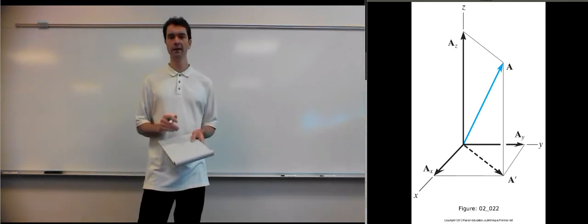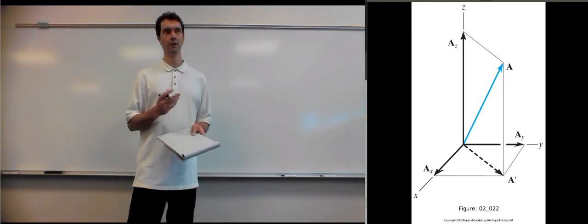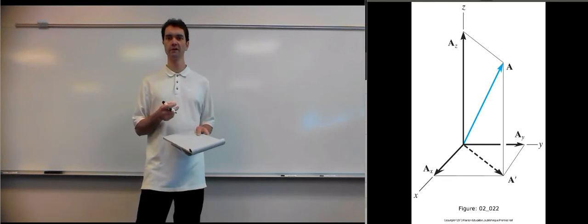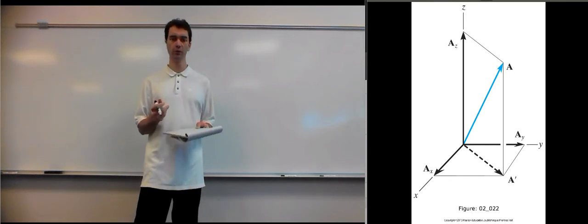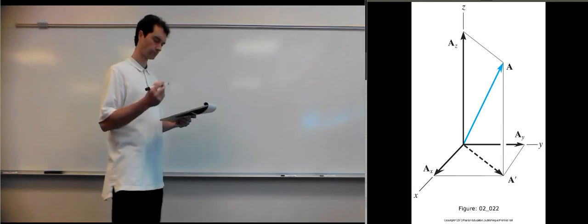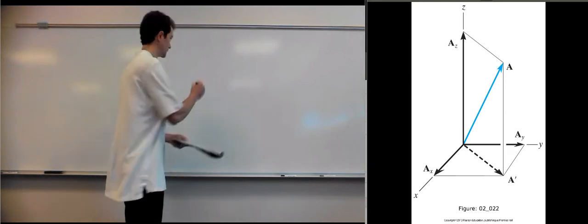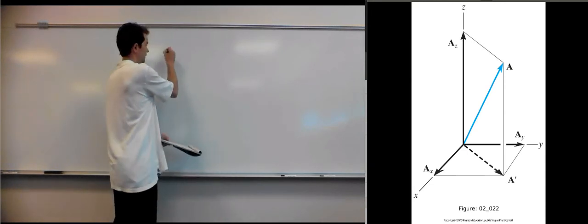And again, now we're looking at 3D systems. So just like in the 2D systems, we have rectangular components. Starting off with a vector A.